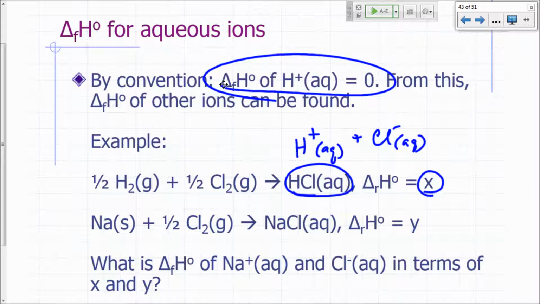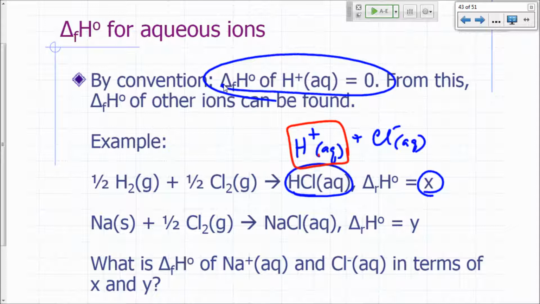Let's say it's X, since that would be the delta H formation of H+ ions and chloride ions. But they always come as pairs; you cannot just have positive ions. They always come with negative ions with them. So as a matter of convention, for us to be able to tabulate a delta H formation for individual ions, we assign a value of 0 for H+. So if in this case the delta H formation of H+ is 0, what's the delta H formation of chloride?